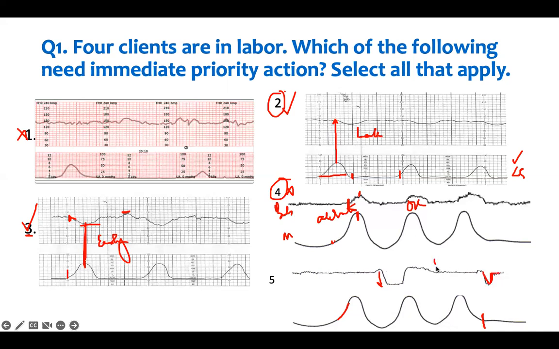This is what we call variable deceleration. And that is not good. It's called compression. So this is called compression, basically. And then you have to see these patients. So variable deceleration is the deceleration that doesn't correspond with the contraction. It can be before, during, and after. And that is the key.